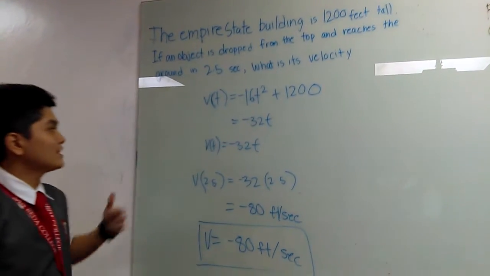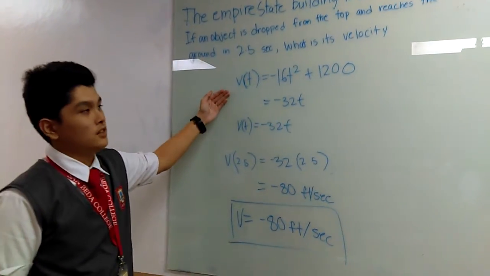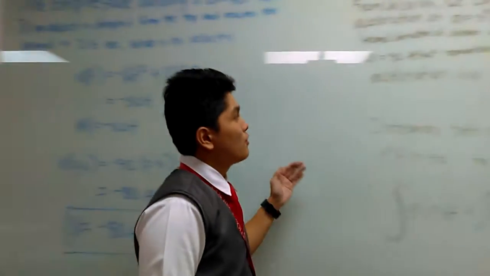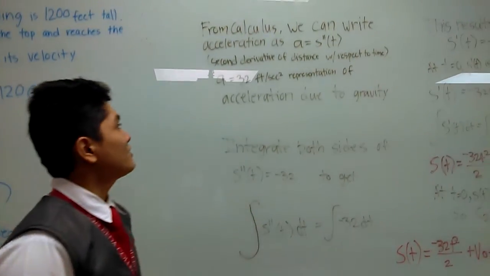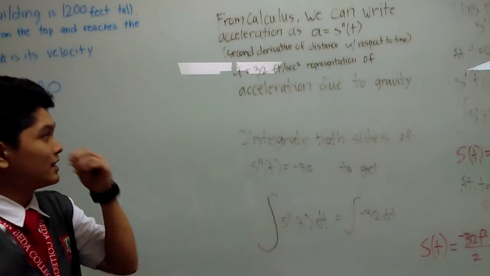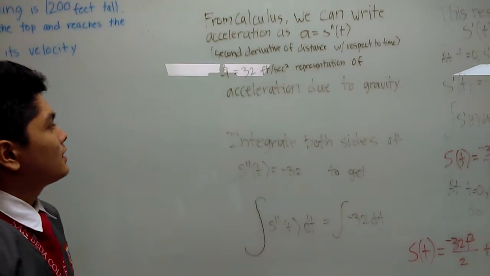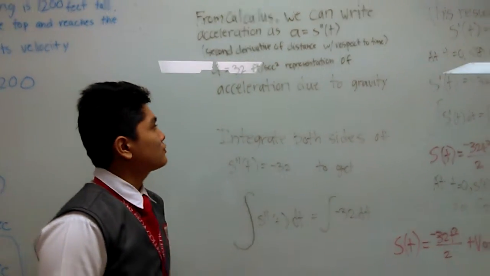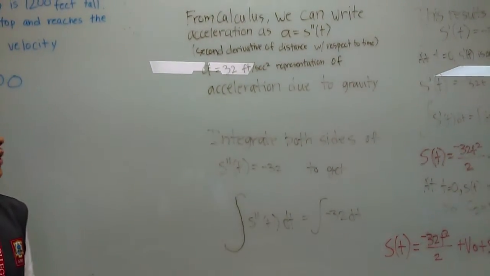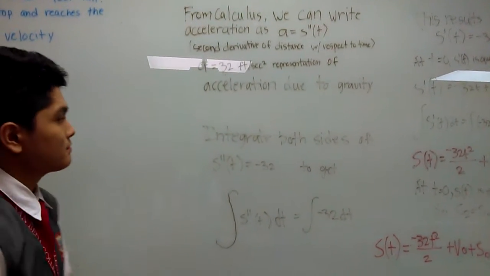First, we have to identify how we came up with this equation for the velocity. So, from calculus, we can write acceleration, a, as the second derivative of distance with respect to time. And a is equal to negative 32 feet per second squared, which is the representation of acceleration due to gravity.